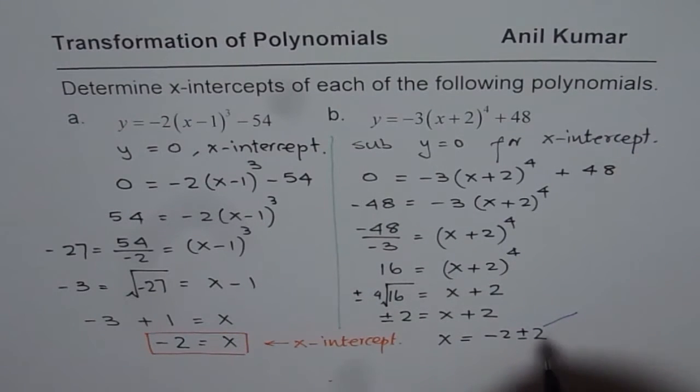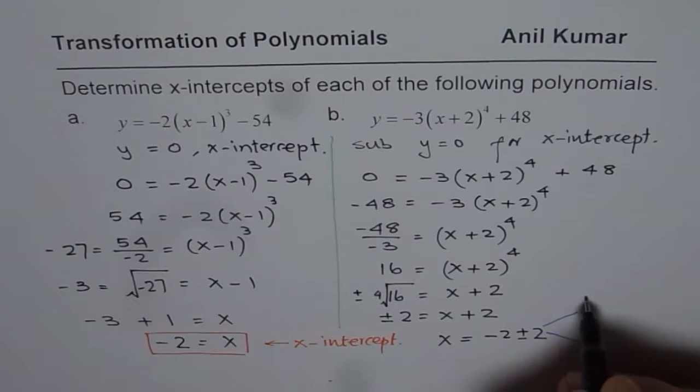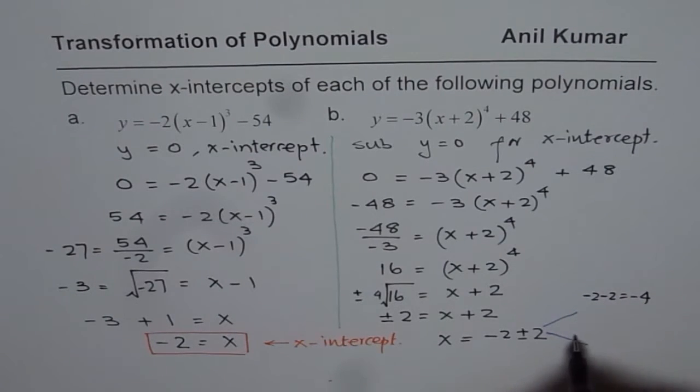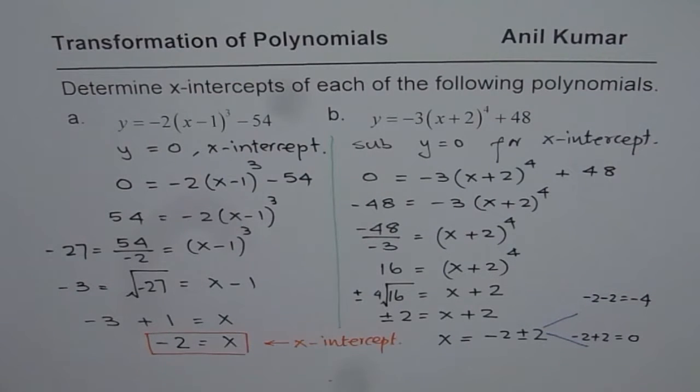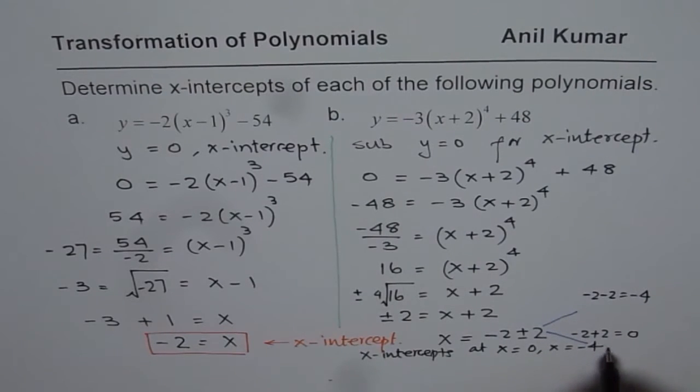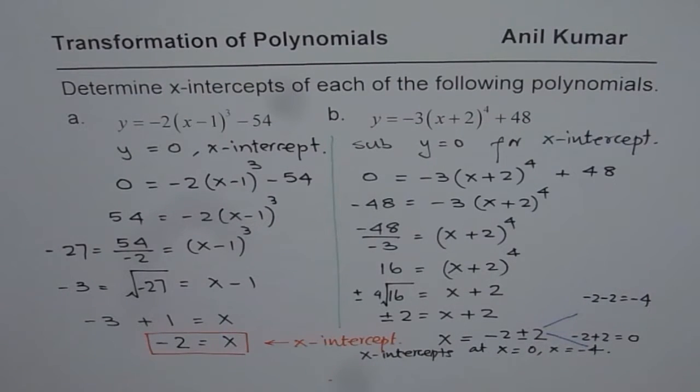So if you calculate, then what do you get? When you do minus 2 minus 2, we get minus 4. And if you do minus 2 plus 2, you get 0. So there are two x-intercepts in this particular case. So we say the x-intercepts are at x equals 0 and x equals minus 4, right? So that is the answer for part B.